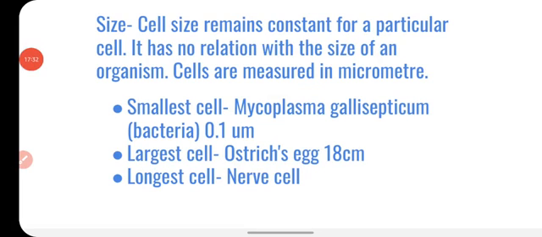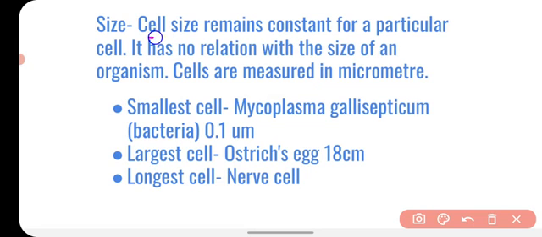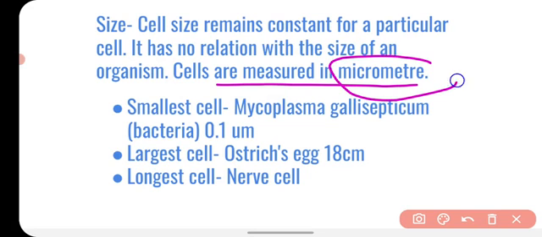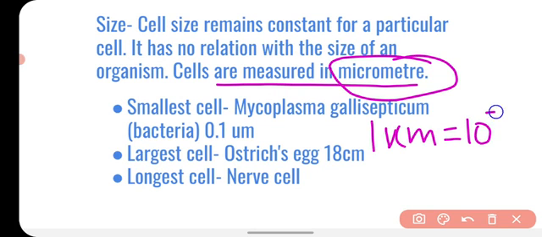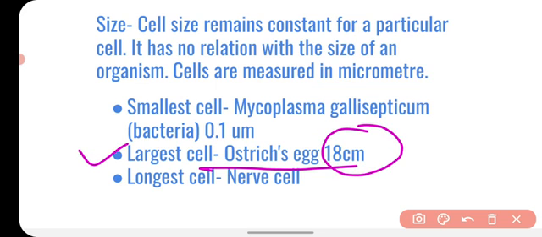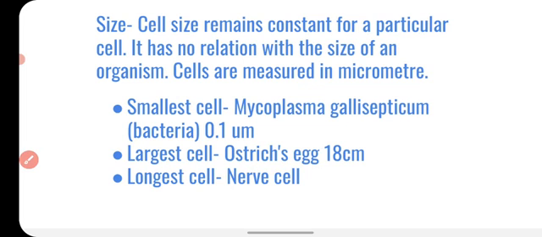And if we talk about the size of the cell, then size remains constant for a particular cell. It has no relation with the size of an organism, and cells are measured in the unit of micrometer. 1 micrometer is equal to 10 to the power minus 6 meter. The smallest cell in the world is Mycoplasma gallisepticum, which is a kind of bacteria, and its diameter is 0.1 micrometer. The largest cell is the ostrich egg. It is about 18 centimeter in diameter. The longest cell is the nerve cell, which is found in the human body.